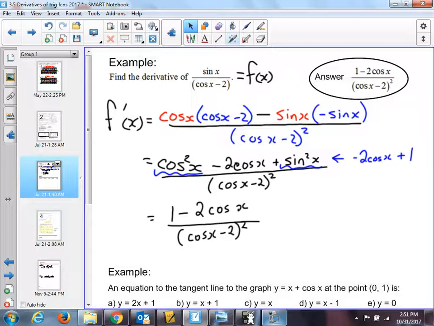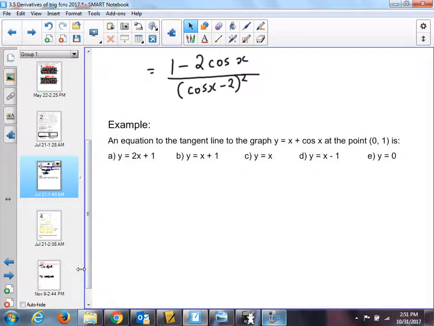Okay. Then I will just take a look at this example here. Find an equation to the tangent line of this graph, y equals x plus cosine of x, at the point 0, 1. Is it a, b, c, d, e? I don't know, you can guess. What don't we do instead? Find the derivative. Because we hear the word tangent line, you're probably thinking you need a formula for the slope of the tangent line.